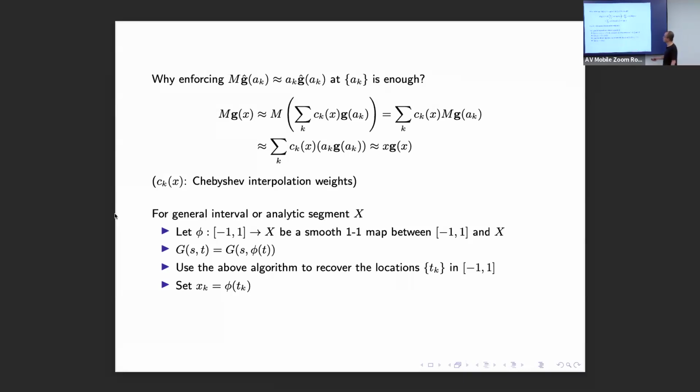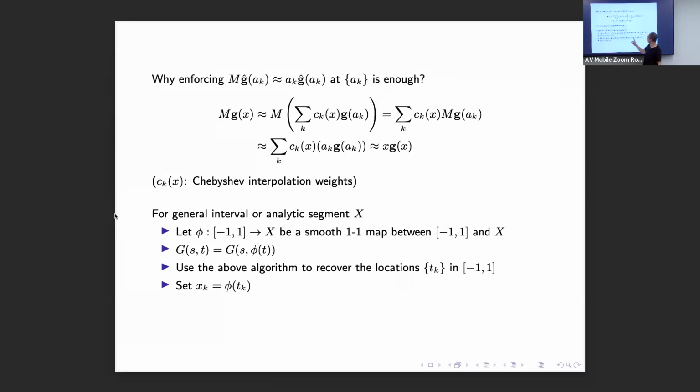You can also ask the question, what if I don't have the simple interval from -1 to 1? What if I have an arbitrary interval? What if I have a half line? What if I have a curved segment? Well, you can do the same thing as in the Riemann mapping theorem. What you need to do is construct a one-to-one map which pulls this X back into the unit domain, and then I can redo everything in this unit domain by using this new kernel function.